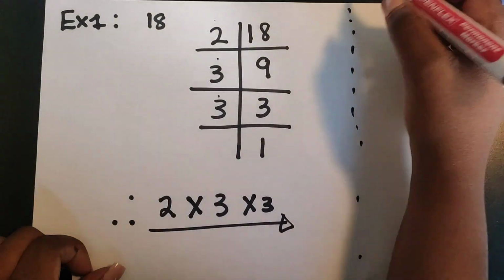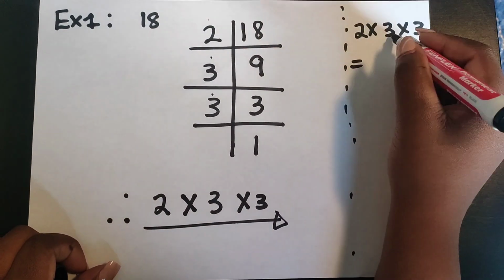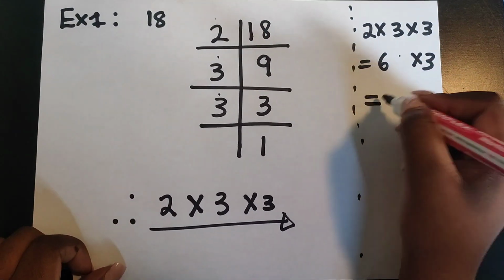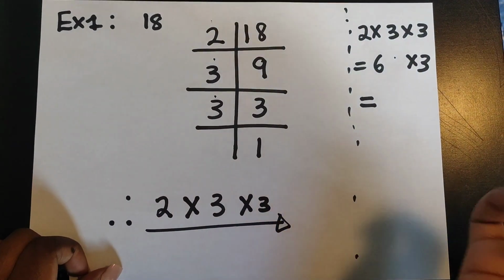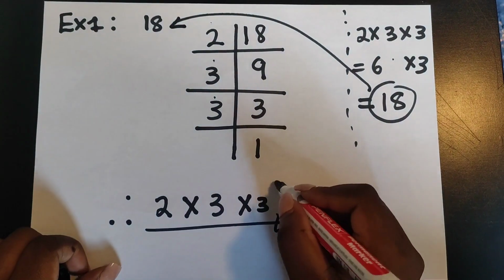So this is your answer, but on the side, in order to check, you can just do this. Make sure that you erase. You're going to say 2 times 3 times 3. So 2 times 3 is 6. And then you bring down the times 3 here, and you say 6 times 3. So 6, 12, 18. So this is where you started. So this is correct.